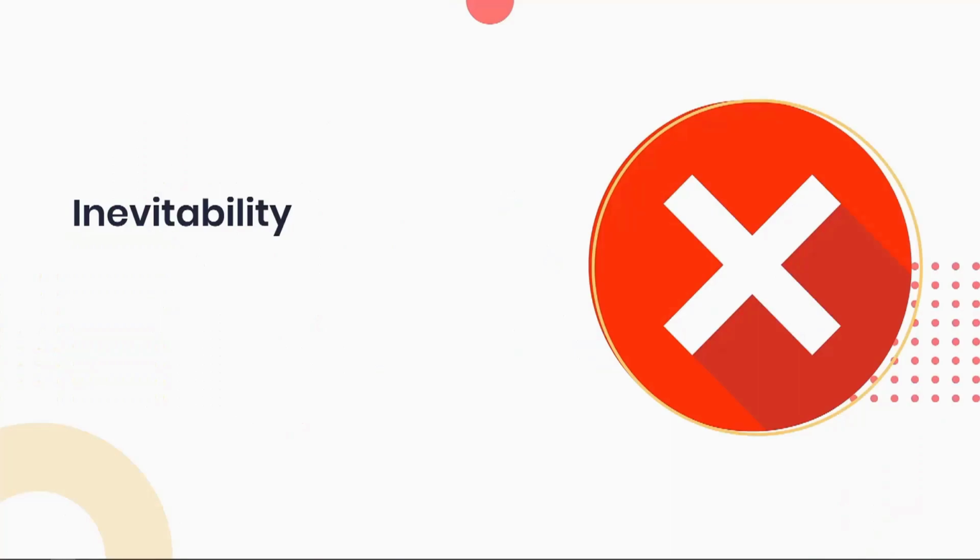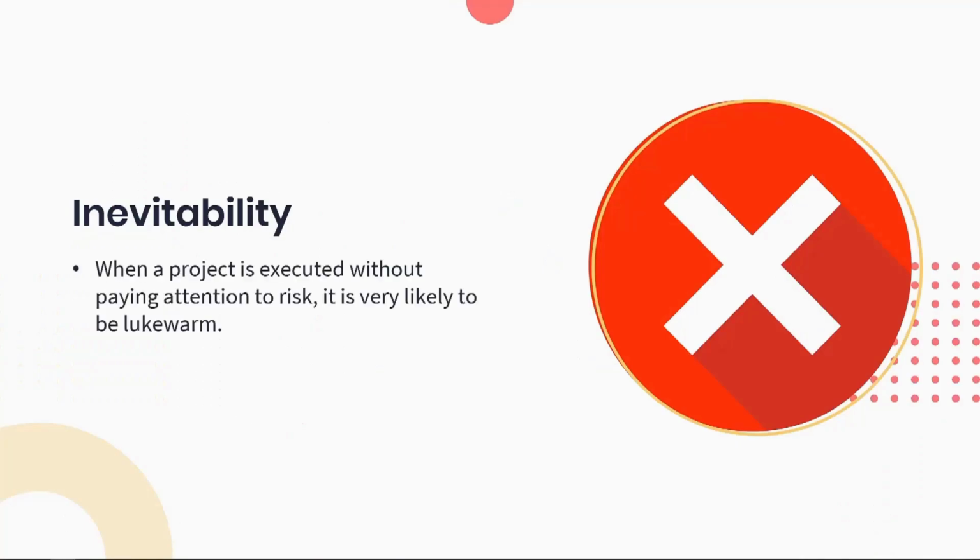Inevitability refers to something being certain to happen and unable to be avoided or prevented. An example of this would be if the project is executed without paying attention to risk. Risk is like a coin. On one side, there are positive risks, which foster innovation, and on the other, negative risks, which can spell doom for the project. If both are ignored, you can be guaranteed that the end product will be a lukewarm product.